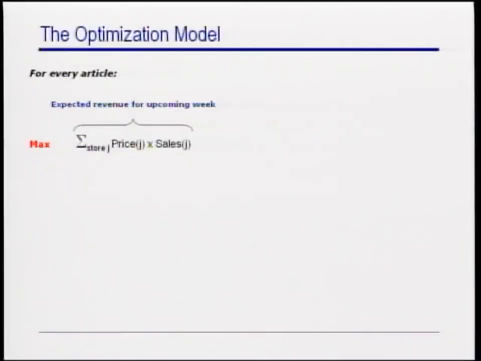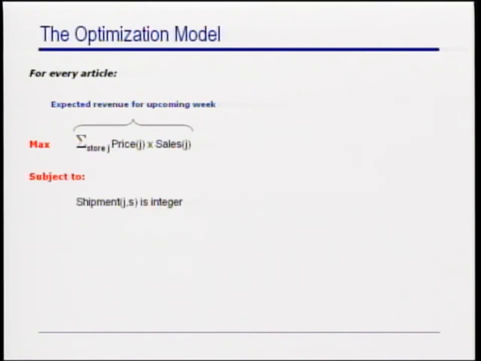The optimization model implemented by Zara focuses on every article independently, but it considers all of the sizes in which this article is offered jointly. Its objective is to maximize the expected revenue derived from the sales of that article across the entire store network. So its first term involves the sum across all stores of the expected sales for the upcoming week multiplied by the selling price for each store.